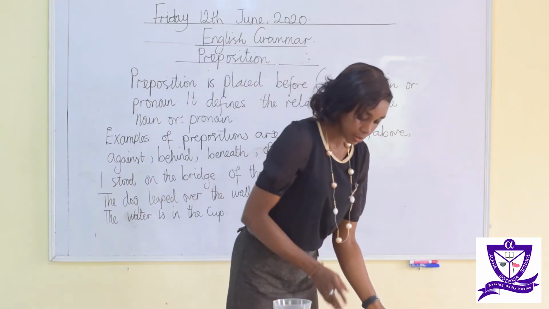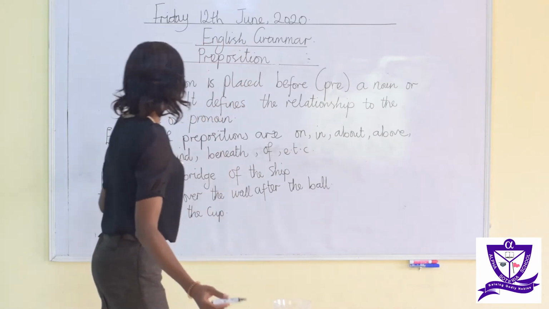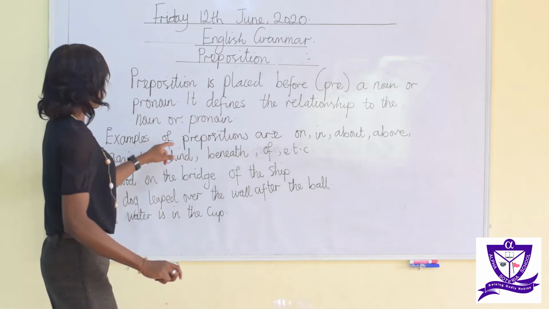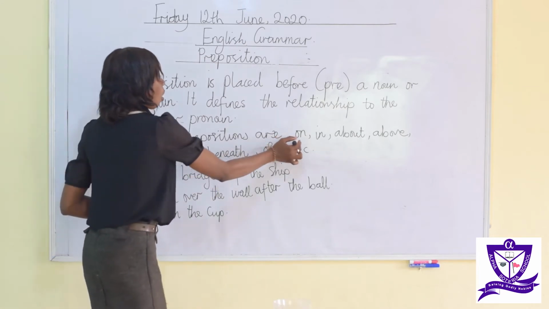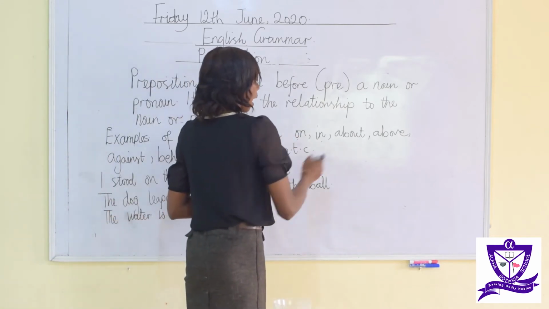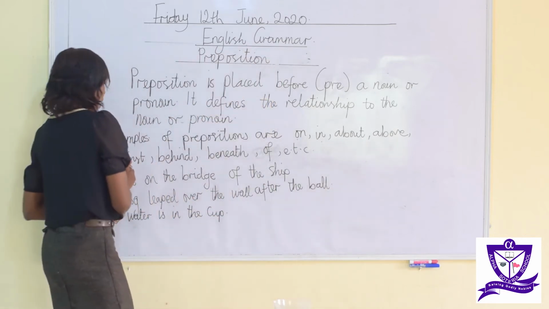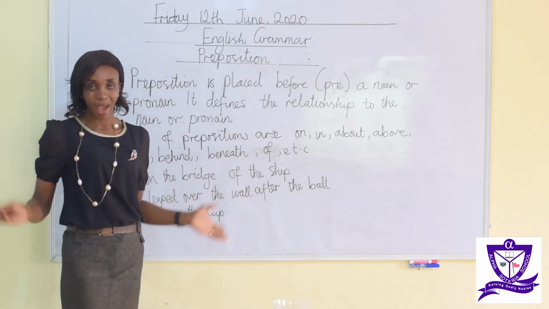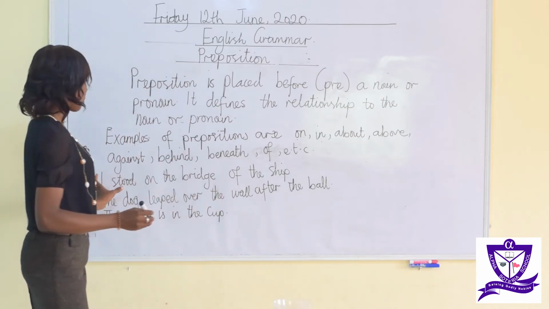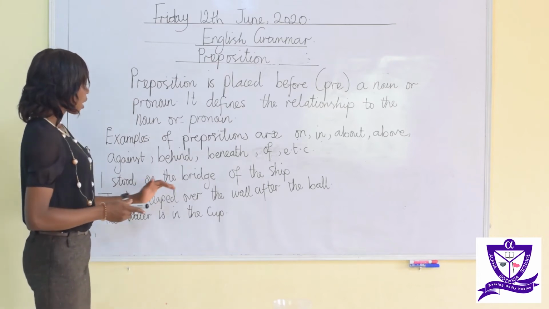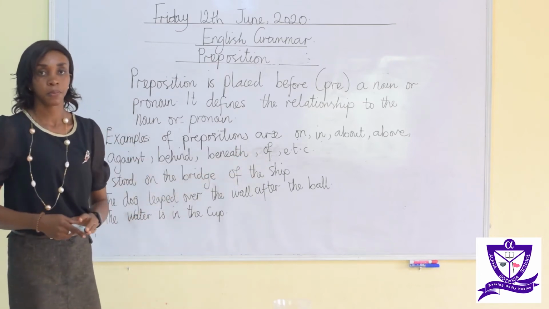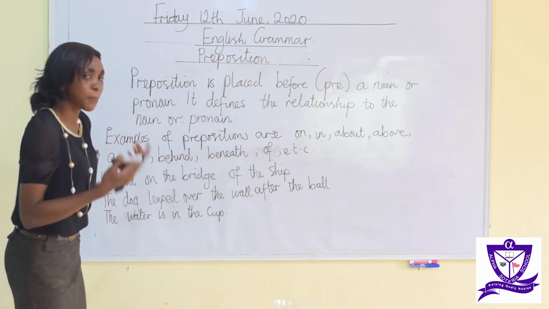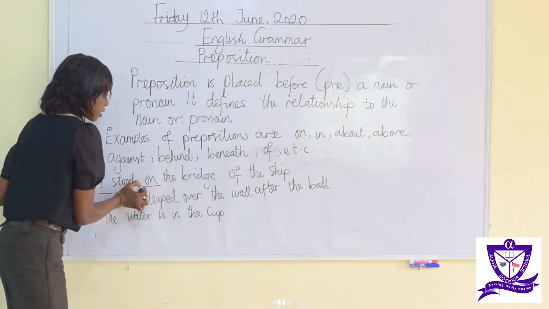So now let's look at what we're going to be discussing today. Examples of prepositions are on, in, about, above, against, behind, beneath, of, etc. We have all of them. Now let's look at this example here: I stood on the bridge of the ship. On the bridge of the ship. What is the preposition there? On is the preposition there.